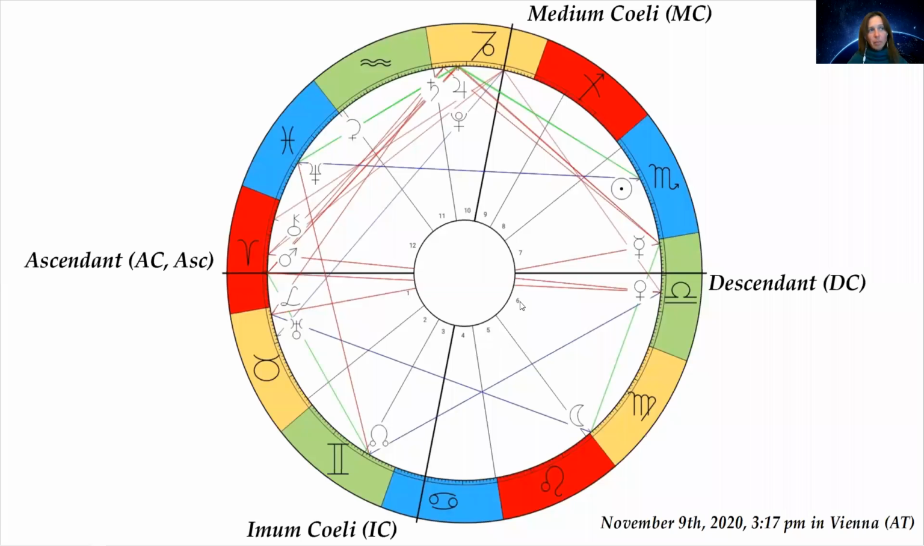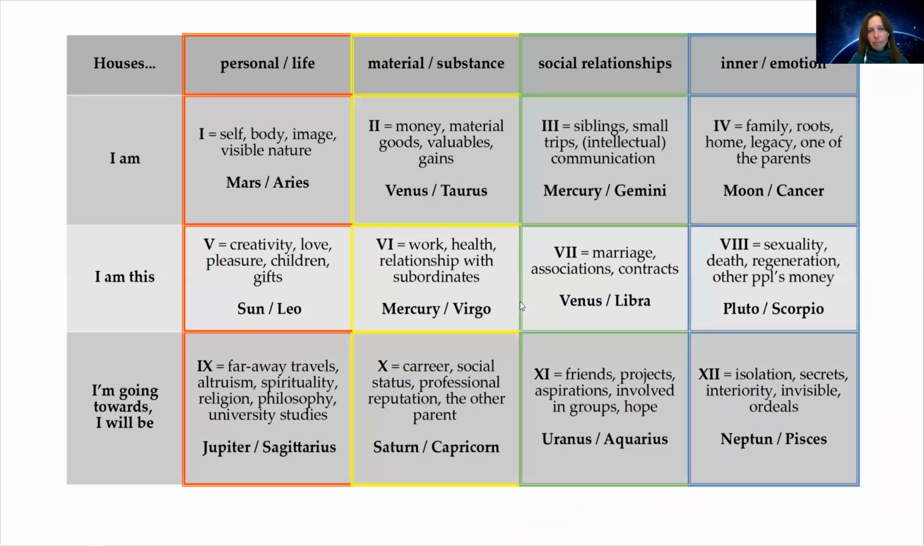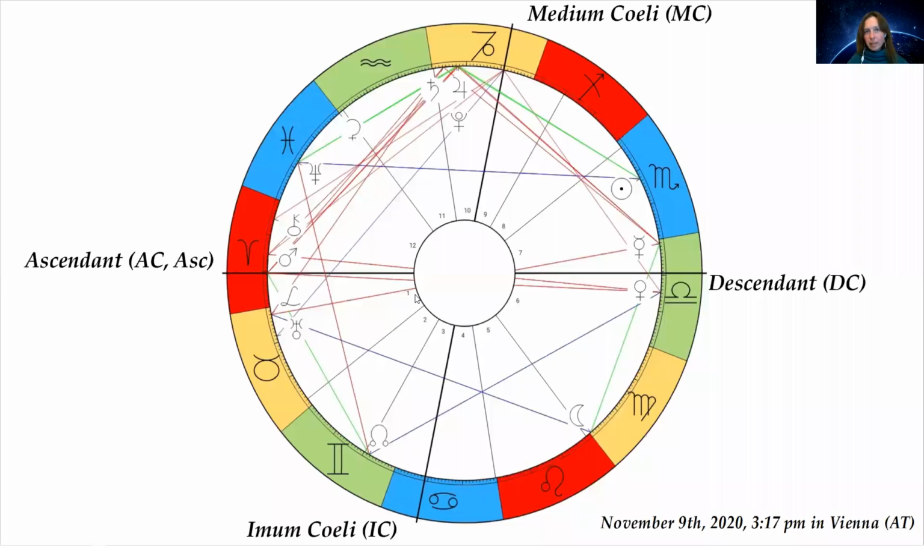There are different house systems. The one I use here, the most commonly used, is Placidus. It calculates the different houses automatically. They're not equal in dimension, but they have to be equal within the axis anyway.